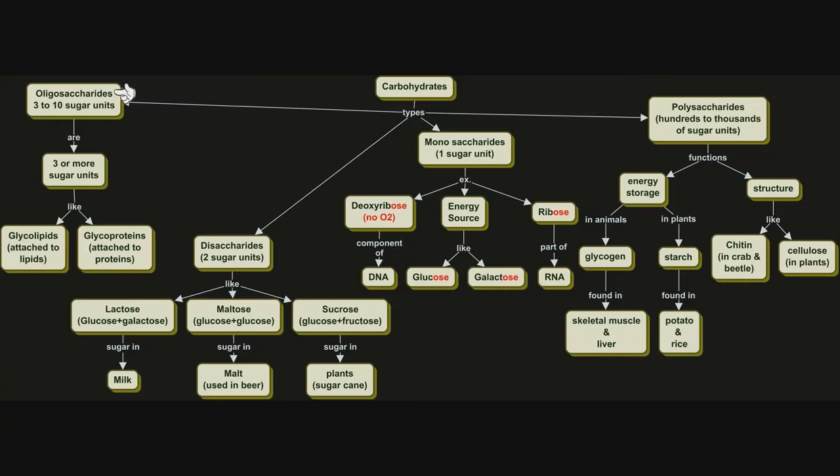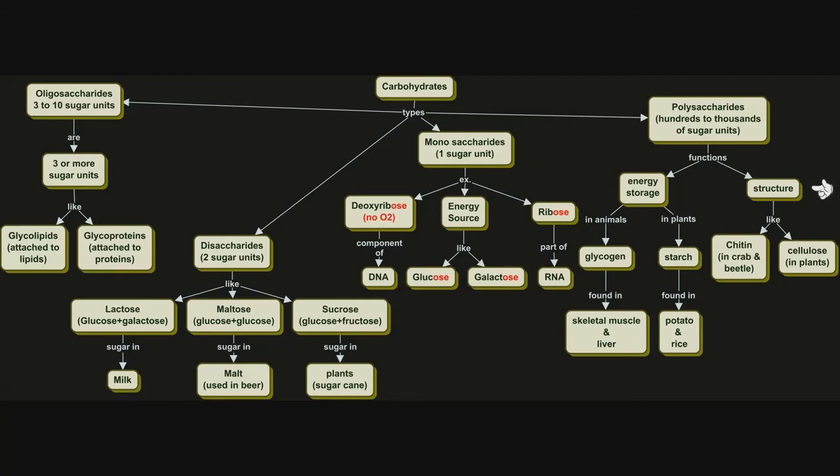Now let's move on to the next classification of sugar, which is called oligosaccharides. Oligosaccharides are made basically between 3 to 10 sugar base units. That is 3 or more sugar units. An example to this is glycolipid. These are sugar units that are attached to our lipids. Another one is glycoproteins. These are sugars that are attached to our proteins. Then the last one here is called polysaccharides. This ranges from 100 to 1000 sugar base units.